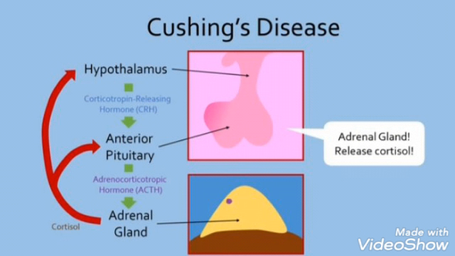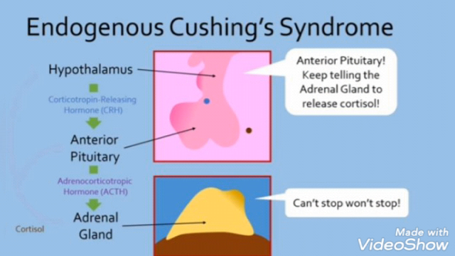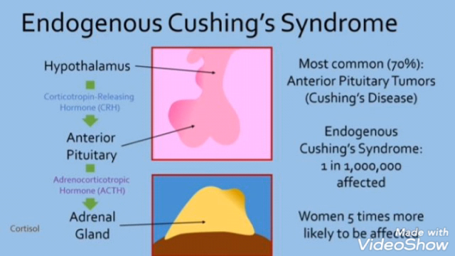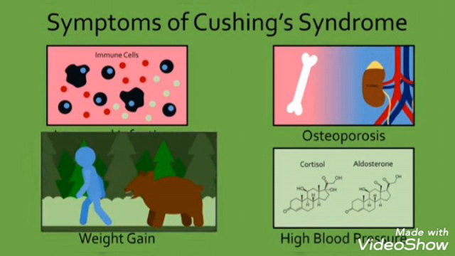But if there is formation of any tumor in the pituitary gland or adrenal, then this process won't stop and it will go on. So the adrenal gland will keep on secreting cortisol, and this hypersecretion or the increased level of cortisol will cause Cushing disease. In 70% cases, the most common reason for Cushing syndrome is Cushing disease. Endogenous Cushing syndrome occurs in 1 in 1 lakh, and women are more affected. Typically, women are 5 times more likely to be affected.